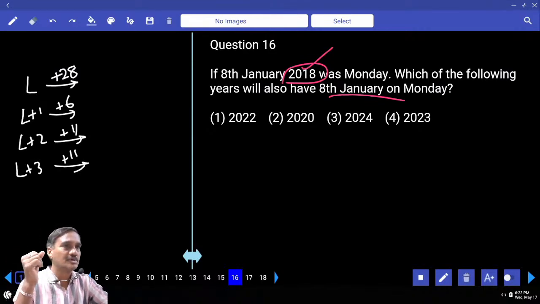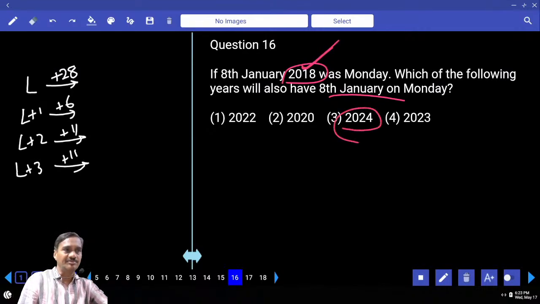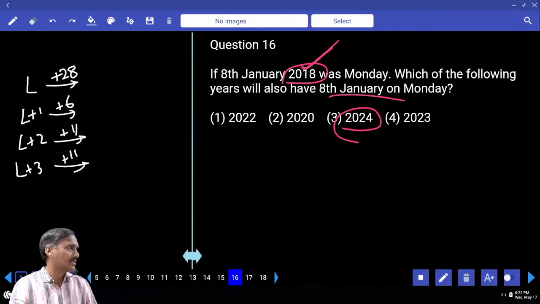2024 రాదు. ఎందుకు రాదు చెప్పండి? 2018 is a non-leap year. 2024 is a leap year. Can we have a leap year again? No. Both of these must be the same calendar years. Same calendar year means both must be leap years or both must be non-leap years. Okay?